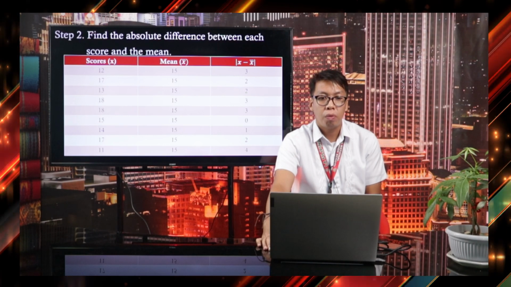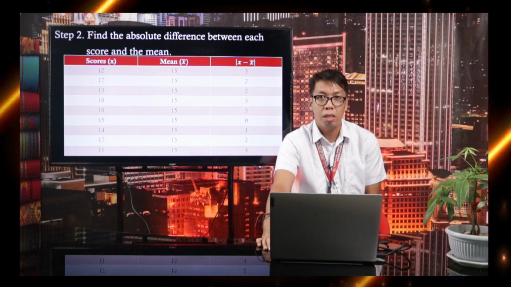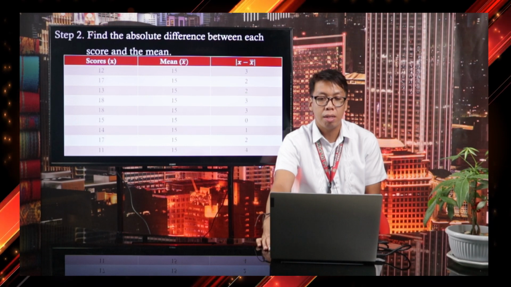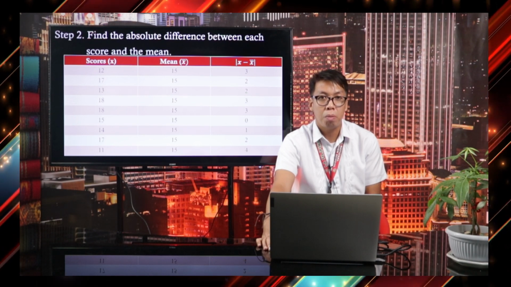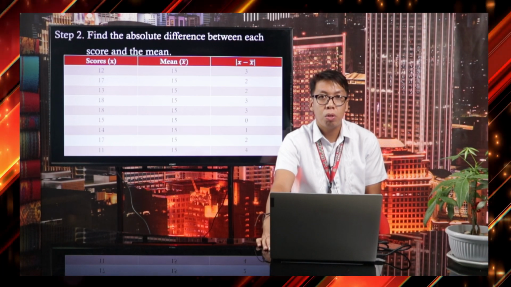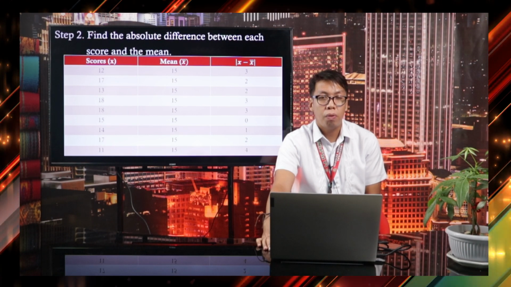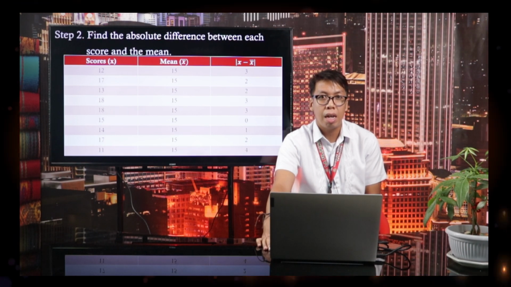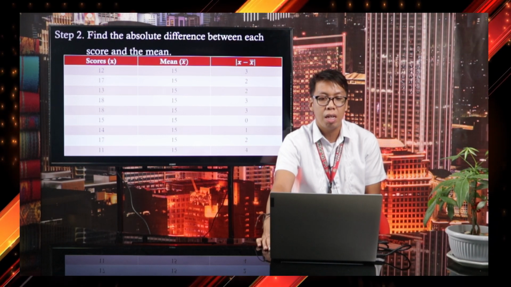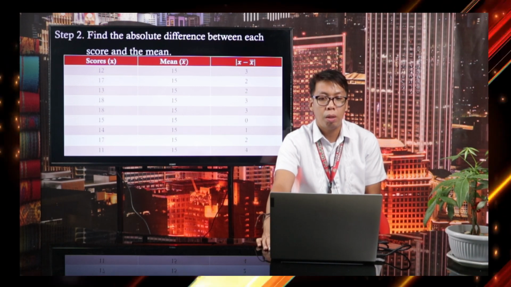For step 2, find the absolute difference between each score and the mean. Our first column has the score, or the X. Our second column is the mean, and the third one is mean minus score. The first column of scores is 12, 17, 13, 18, 18, 15, 14, 17, and 11. For the mean, that is 15 for all.